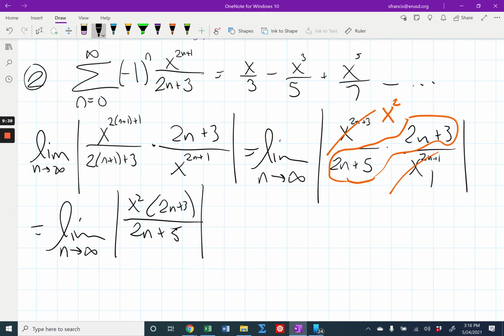Well, what happens to this ratio as n goes to infinity? Well, they have the same highest power. They're both to the first power. And so they're going to just go to the ratio of the coefficients of that power. 2 over 2 is 1. So all of the stuff in green as n goes to infinity is going to become 1.